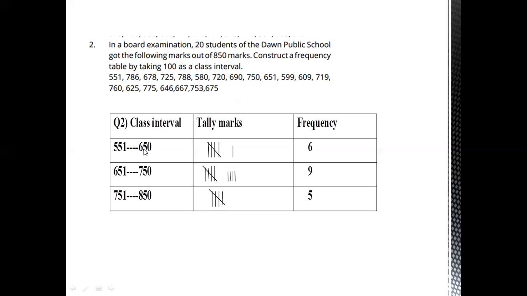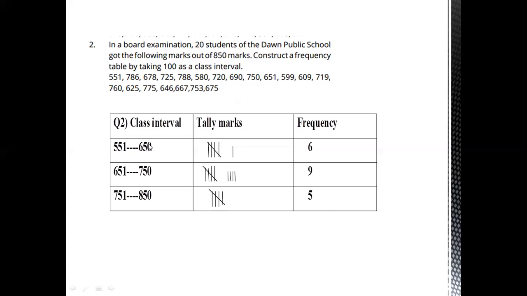Okay, because the size is given, you will take the size of 100. From 551 you count to 600, that will be 50, and from 601 to 650, that will be 50. So it means you take the 100 interval distance, it's already given in the question.